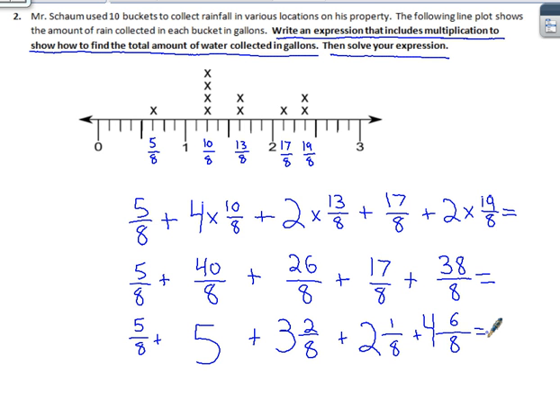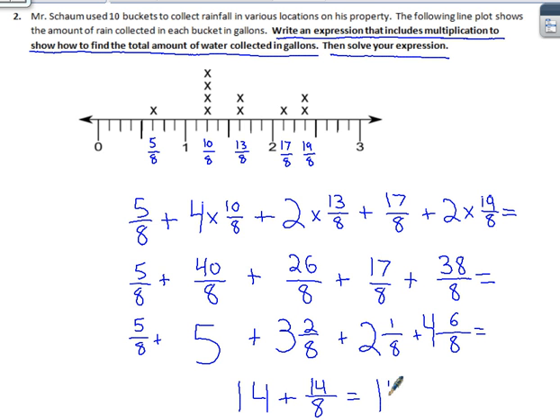Okay, we're almost there. Our next step is to add all the whole numbers. I have a whole number 5, a whole number 3, that makes 8 together, plus 2 more makes 10, plus 4 more makes 14. Okay, 14 as whole numbers. Now I'm going to add up all the 8s. 5 and 2 makes 7, and 1 more makes 8, and 6 more. 8 and 6, that makes 14. Ooh, that's an improper fraction. I can get another whole number out of that.